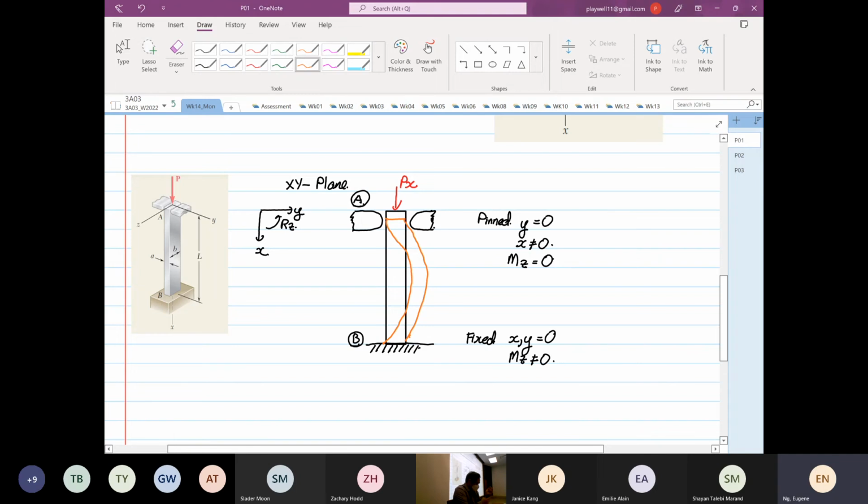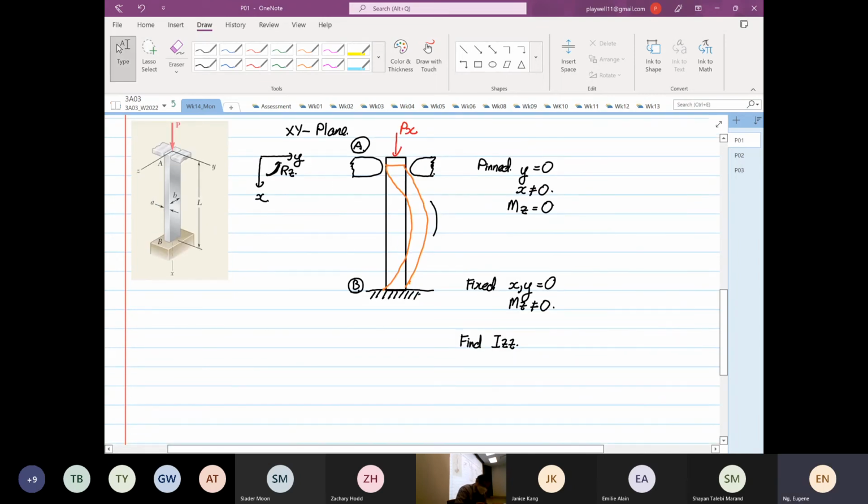Right. So that's where we know that the rotation, if you look at the rotation, the curvature is the same as RZ, yes or no? If you look at the curvature, it's the same as RZ. So when that's the case, we need to find IZZ. Remember?